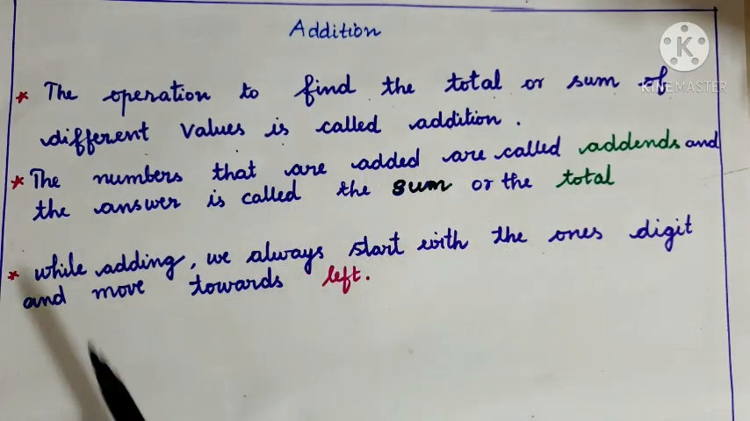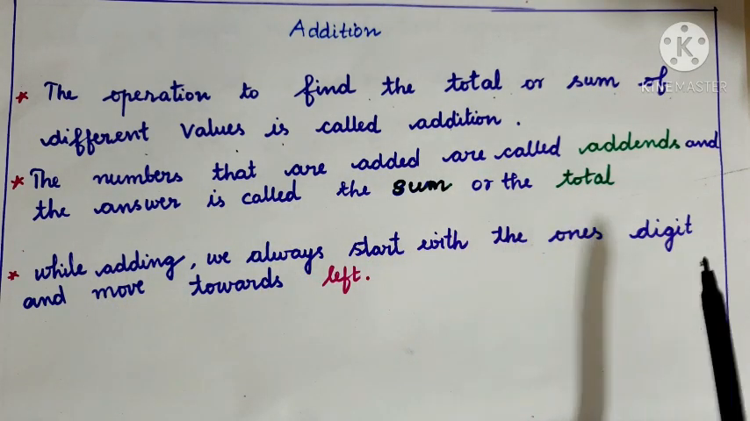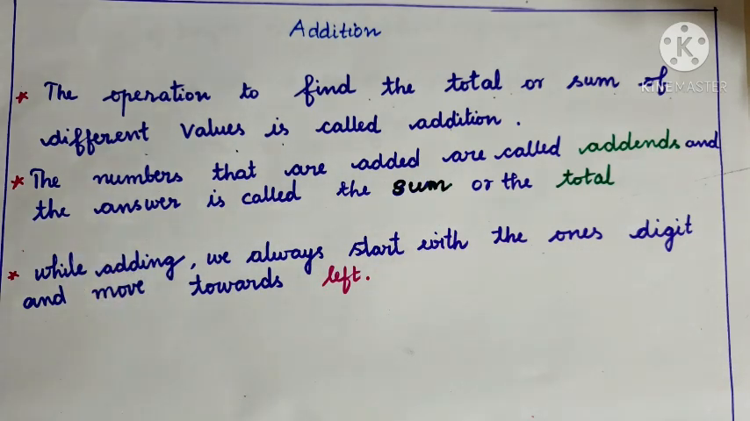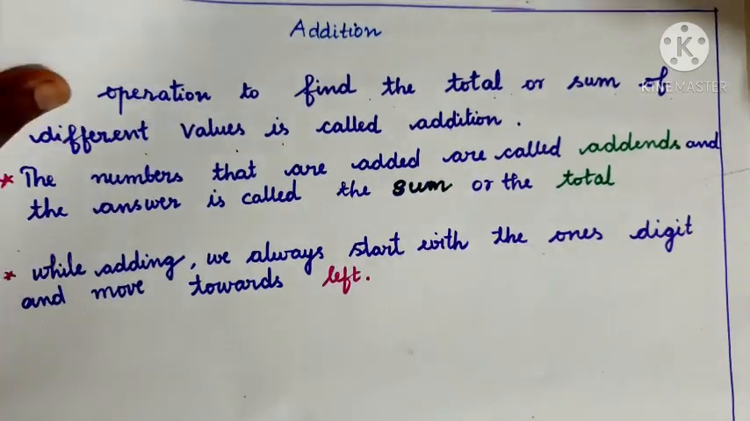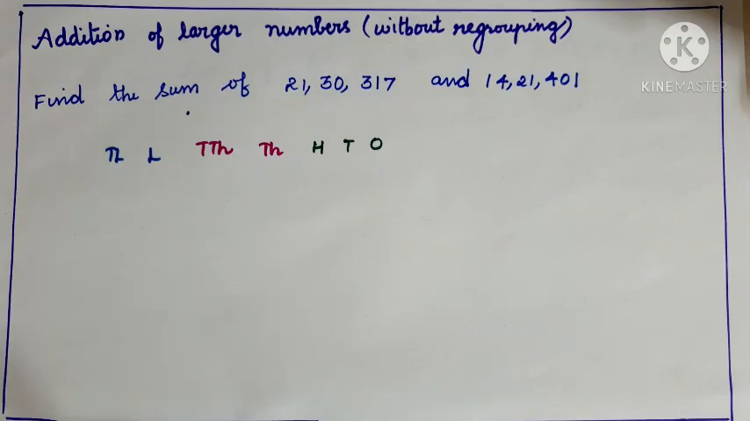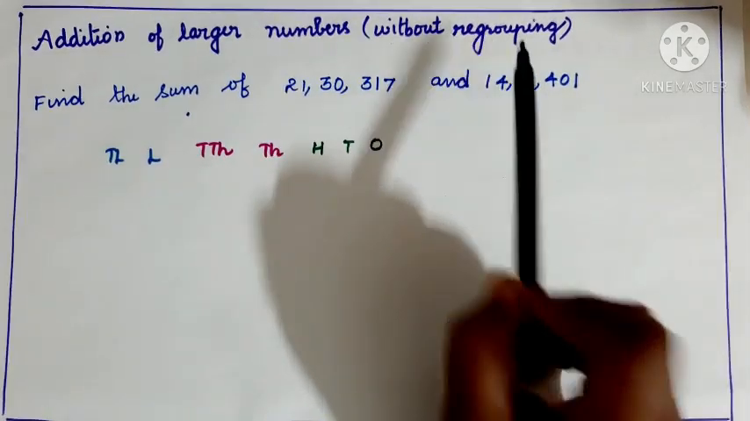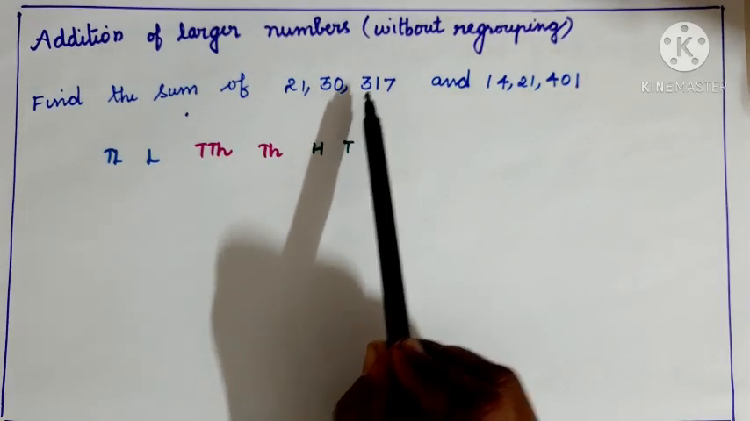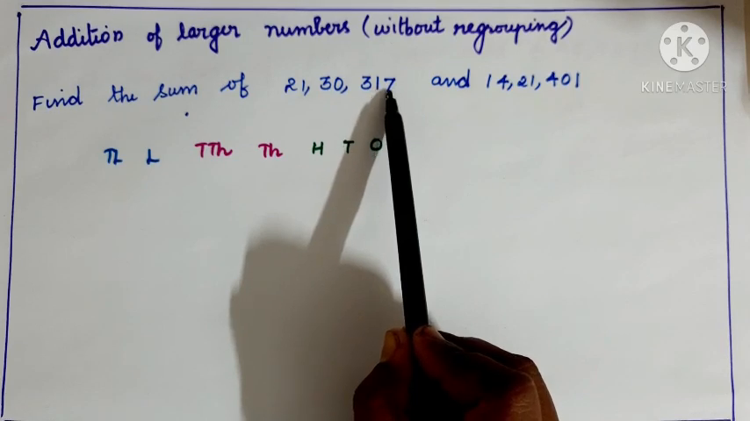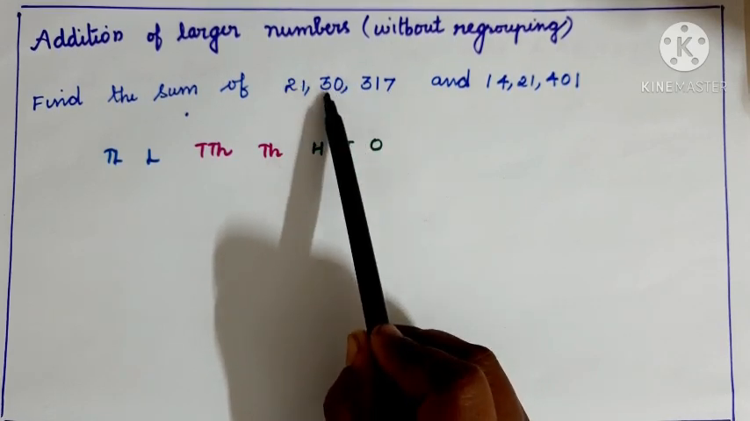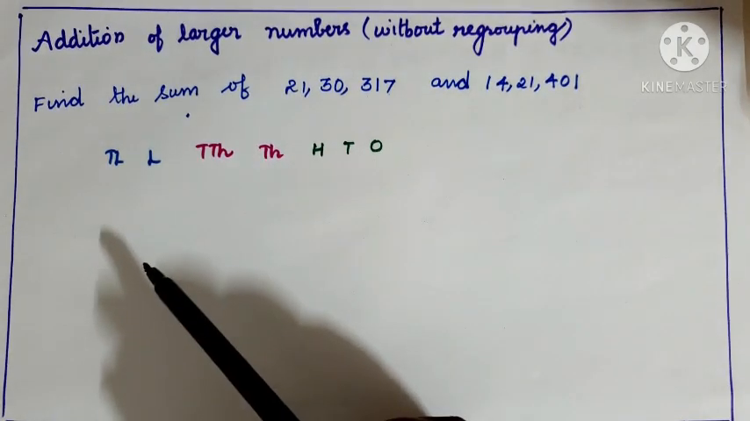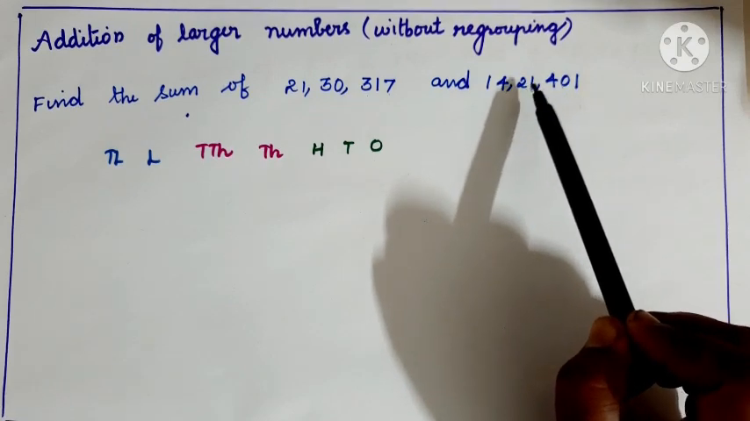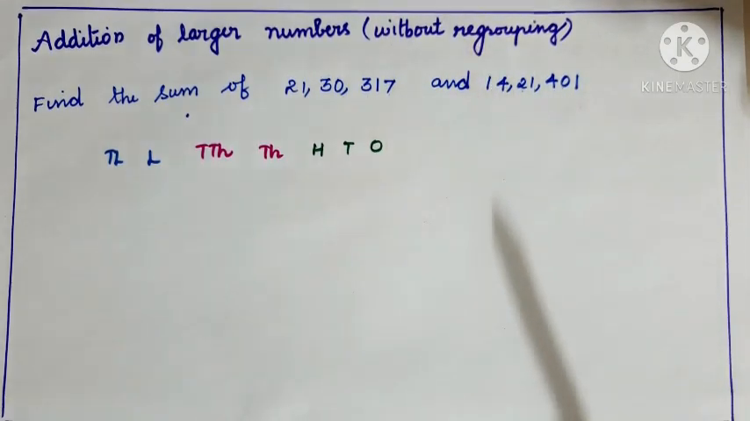While adding, we always start with the ones digit and move towards the left. That you know, isn't it? Fine. Now, we are going to add some numbers. Addition of larger numbers without regrouping. Find the sum of, you're going to read this, isn't it? So, how will you read it? You will first calculate, isn't it? Ones, tens, hundreds, thousand, 10,000, lakh, 10 lakh. Now you can read along with me. Ones, tens, hundreds, thousand, 10,000, lakh, 10 lakh.